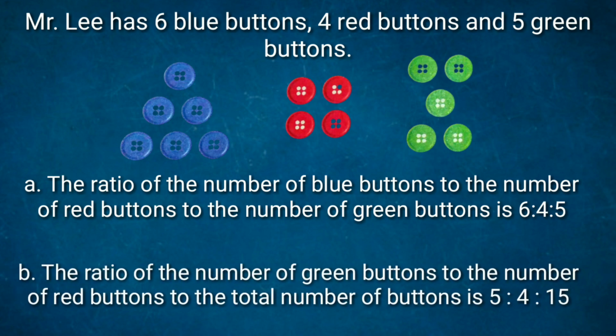The ratio of the number of green buttons to the number of red buttons to the total number of buttons is 5:4:15.